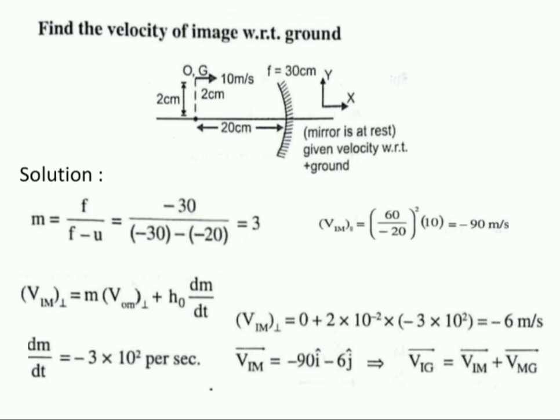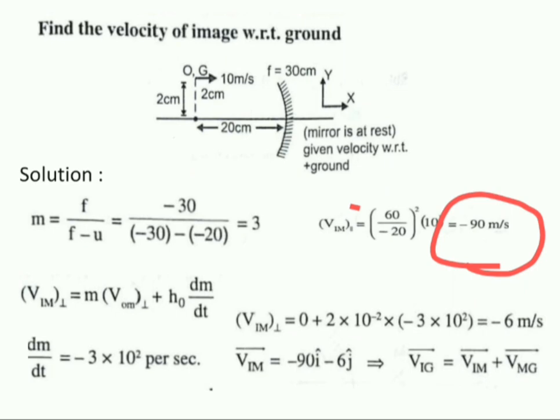m square. I think there should be a minus sign here, right? There is a minus sign. M square, m is 3. 3 square is 9 into 10. What is the speed? Minus 90. So we have got the speed along the x-axis. The x component, we have already got the answer.